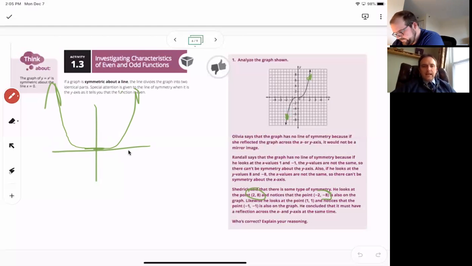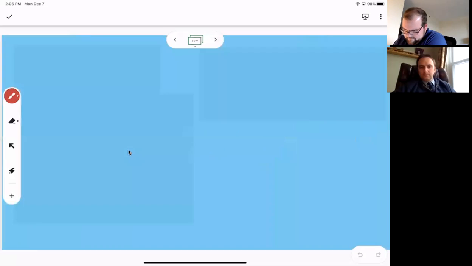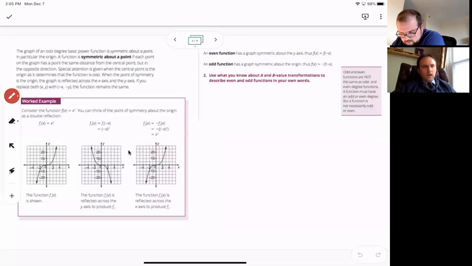So I kind of agree with the argument, but I don't necessarily agree with the reflection across y-axis and x-axis at the same time. Yeah, it's kind of an awkward way to say that. Yes. Okay. Now here we have a less awkward way to say that: we're saying this is symmetric about a specific point. So we don't have to have symmetry across a line. We can have symmetry around a point. That seems a little bit different.